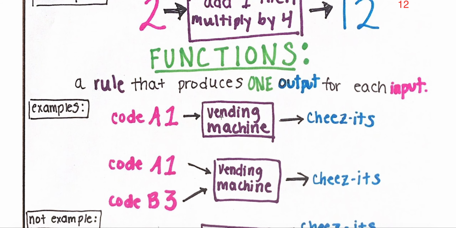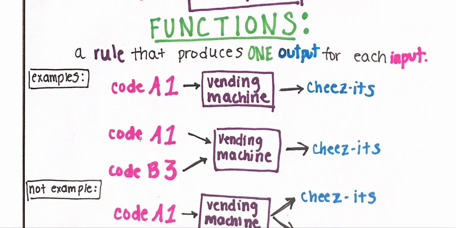To help make sense of this, I always think of a vending machine. So if you plug in a code of A1, so if you press the button that says A1, that's that row that gives you Cheez-Its. So you input A1, then the vending machine produces Cheez-Its. That would be a function because one output, Cheez-Its, is being produced for one input, which is code A1.